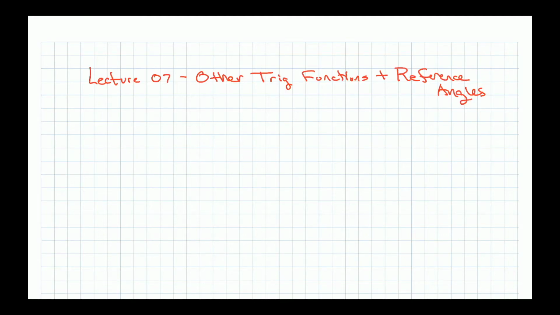All right, everybody. So what are we going to be doing today? Today what we're going to be doing is other trig functions and reference angles. So in the previous lecture, what we talked about was sine and cosine and reference angles.